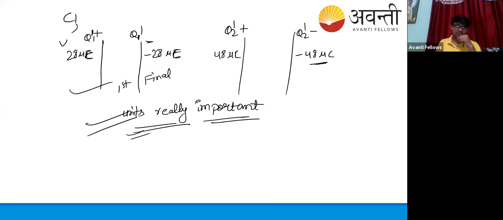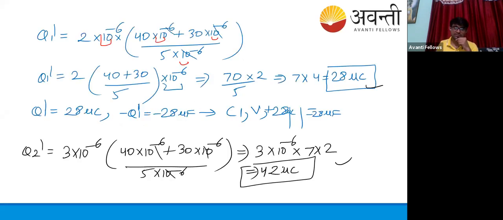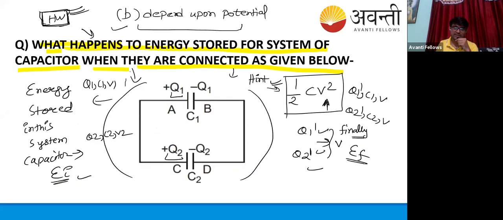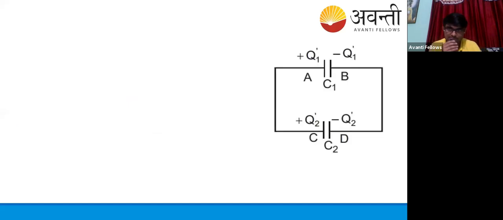Okay, so this is the answer, that is 28 and 28. The final condition which will appear will be like this, as I told you. Here it's like that: 28 microcoulomb, minus 28 microcoulomb, 42 microcoulomb, minus 42 microcoulomb. Okay, so I appreciate those students who have given the right answer.